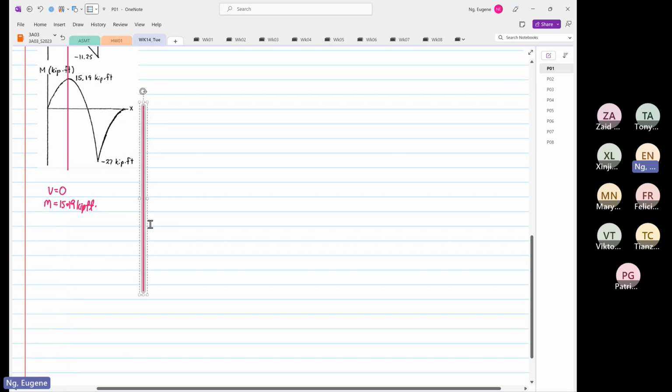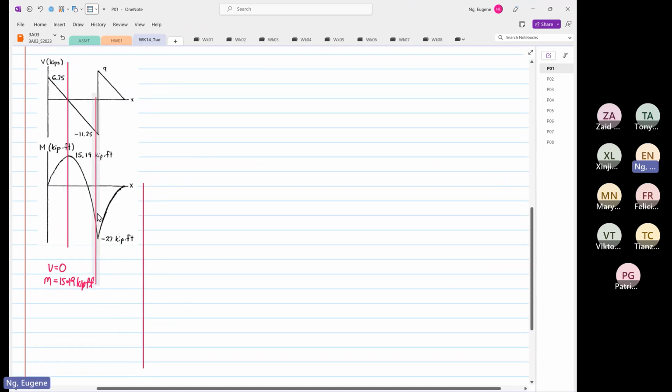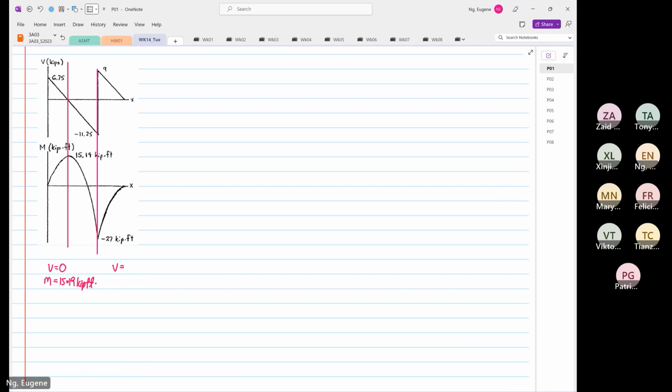Then there's another point we can investigate to make a judgment on which is more critical. Over here, where my next line is, V is equal to 11.25. You take the higher value. So M is equal to minus 27 kilopound feet. By observation, you know that at this point failure will occur along the beam.